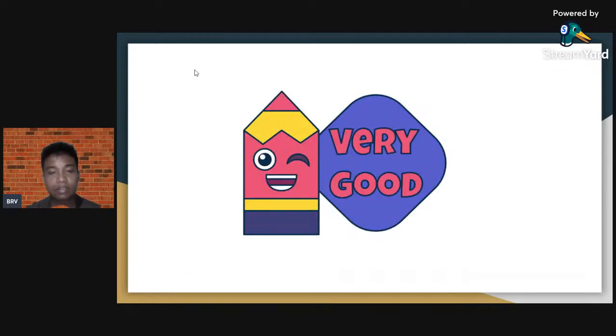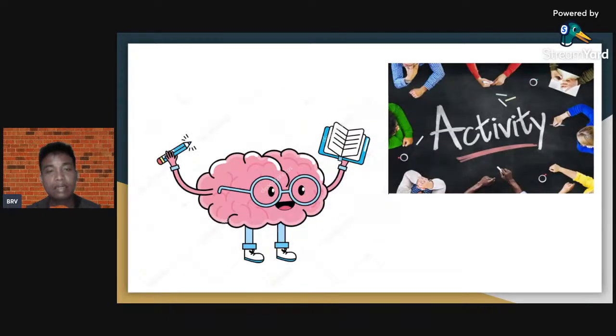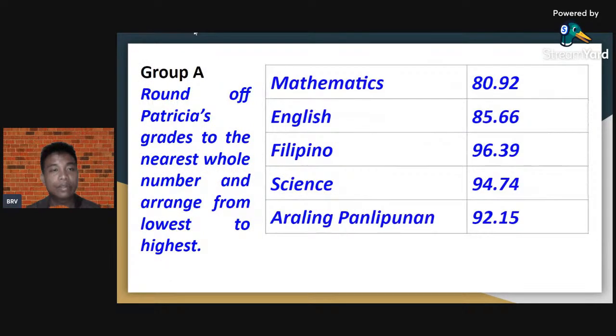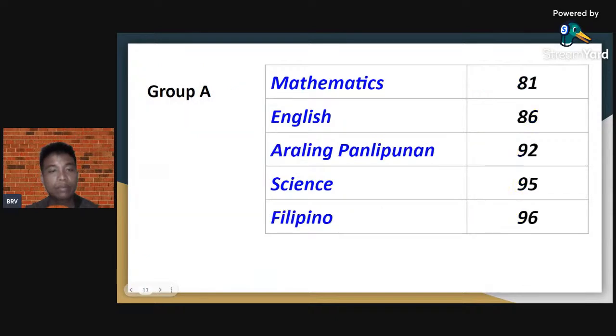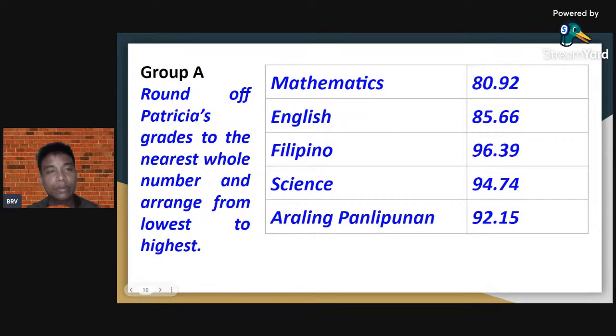Next, very good. Now we will have an activity. Since we can't group here, for group A, round off Patrice's grades to the nearest whole number and arrange from lowest to highest. And this is now the answer. So if you round off that one, this is the result.